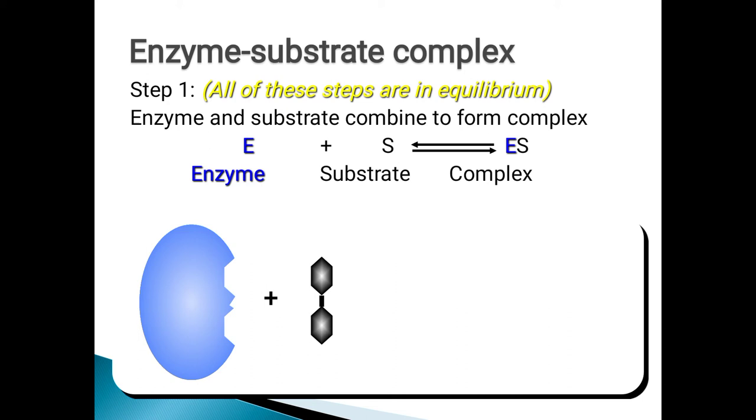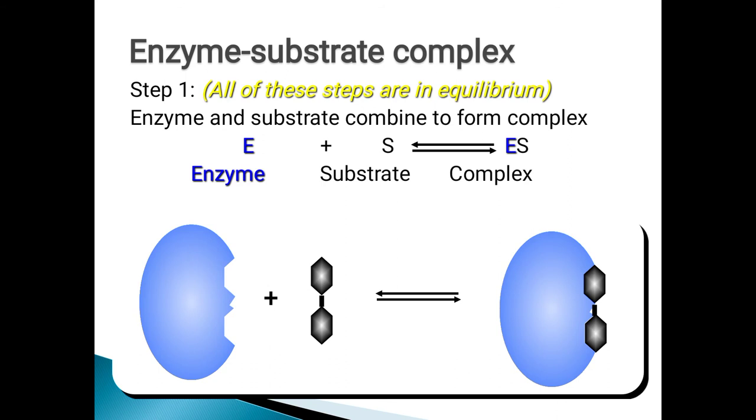This is shown diagrammatically in this slide. The blue color denotes the enzyme and the black color denotes the substrate. The substrate is attracted to the enzyme and fits into it, and the enzyme-substrate complex is formed. This reaction is reversible.